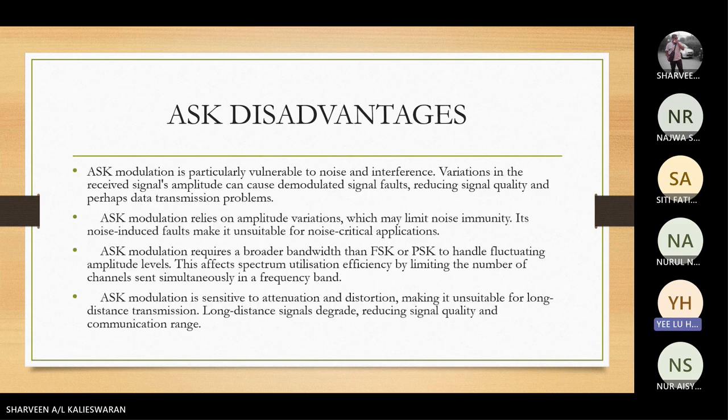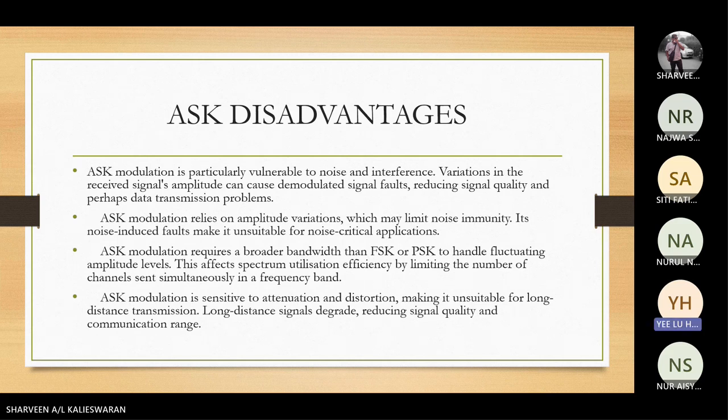Now for the ASK disadvantages. ASK modulation is particularly vulnerable to noise and interference. The variation in the received signal's amplitude can cause demodulated signal errors, reducing signal quality and possibly causing data transmission problems. The next is that ASK modulation relies on amplitude variation, which may limit noise immunity. Its noise-induced errors make it unsuitable for noise-critical applications.